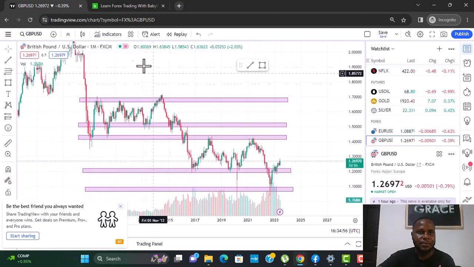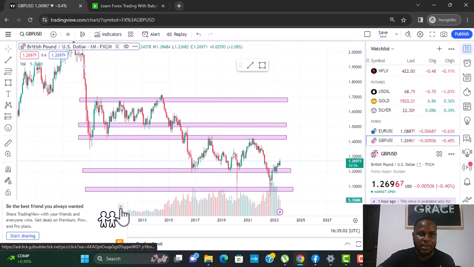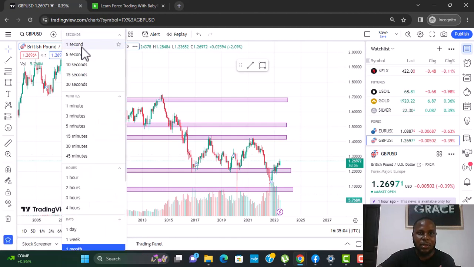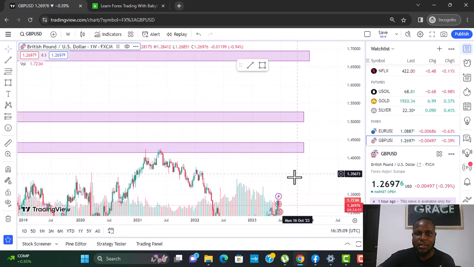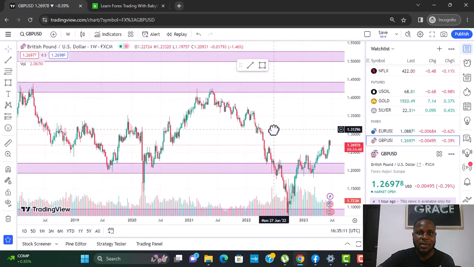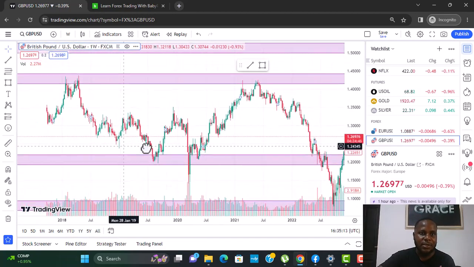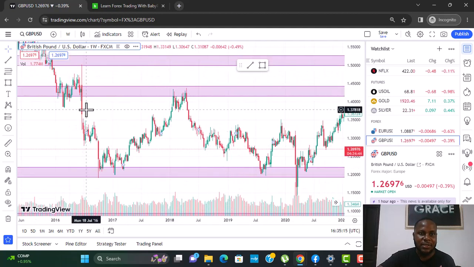So yeah, remember, we're also doing our top down analysis. Let me drop down to the weekly. So you can see those key levels that were pointed out. You can see how they are being respected in the market because we've already identified them.